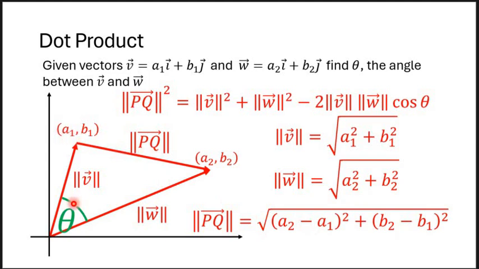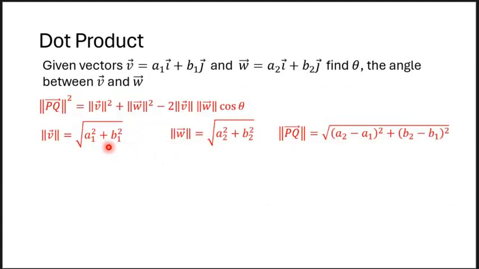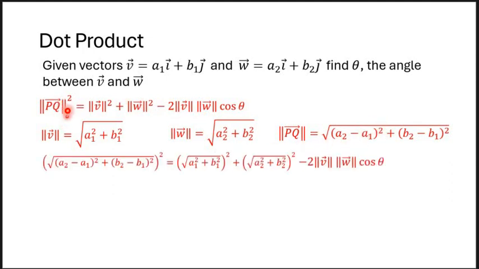Okay, so let's plug these expressions into the law of cosines formula. So I'm going to plug in the component version of the magnitude of vector v here, the component version of the magnitude of vector w here, and the component version of the magnitude of vector PQ here. These two magnitude notations I'm going to keep. So I'm plugging in this for the magnitude of PQ, and I'm squaring it because of the square. Plugging in this for the magnitude of v, and I'm squaring it. And plugging in this for the magnitude of w, and I'm squaring it. These two I'm going to keep as just the magnitude notation.